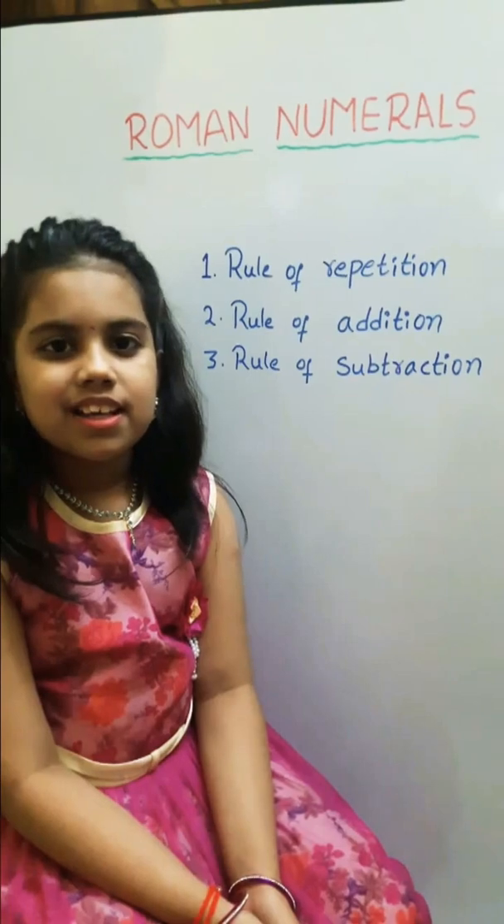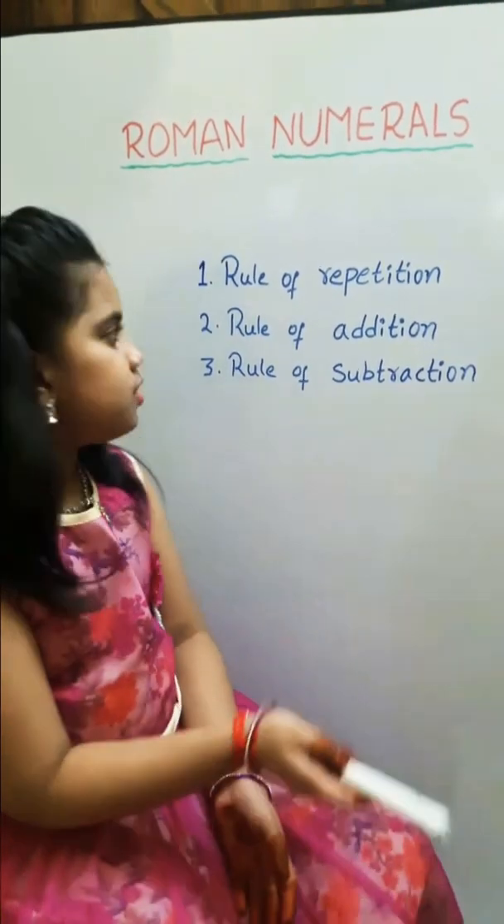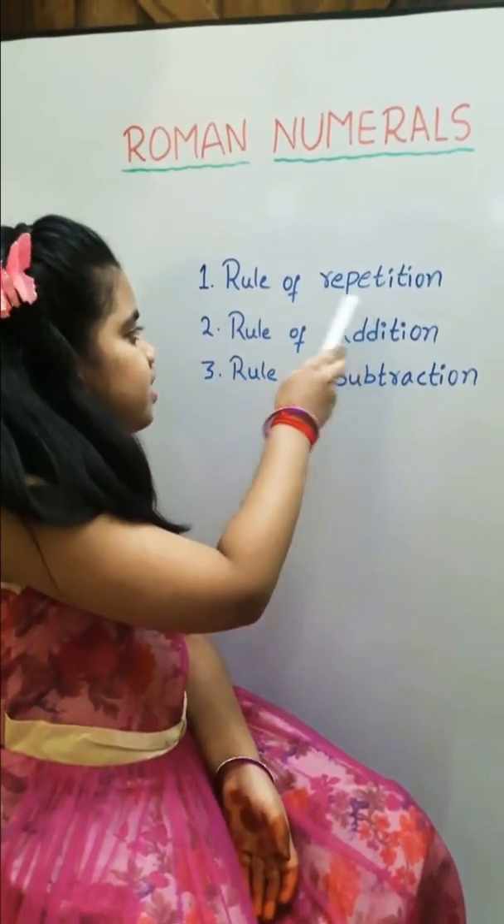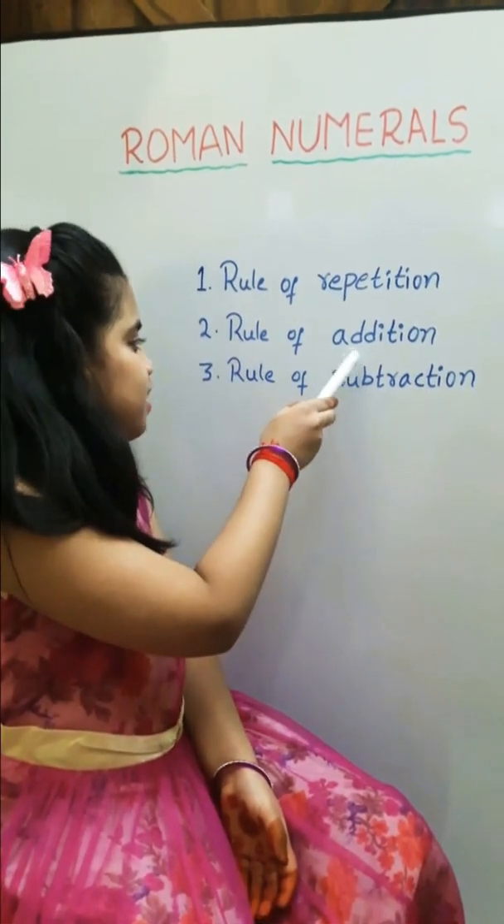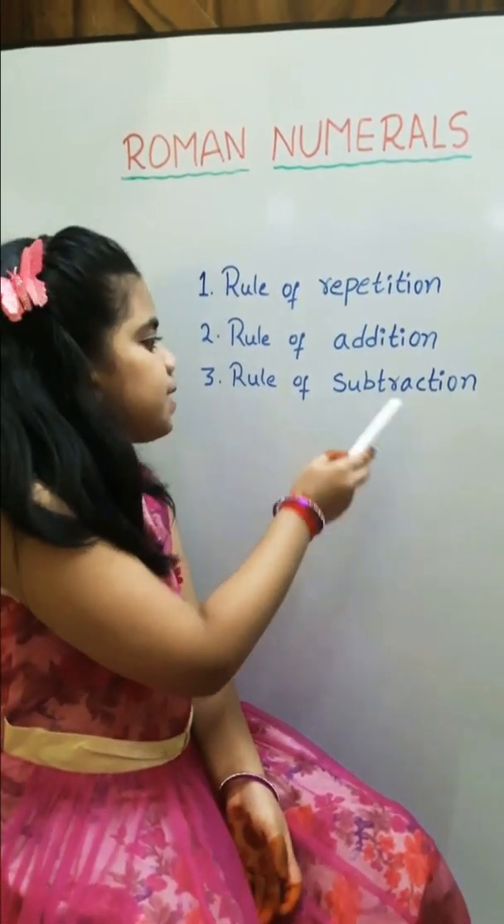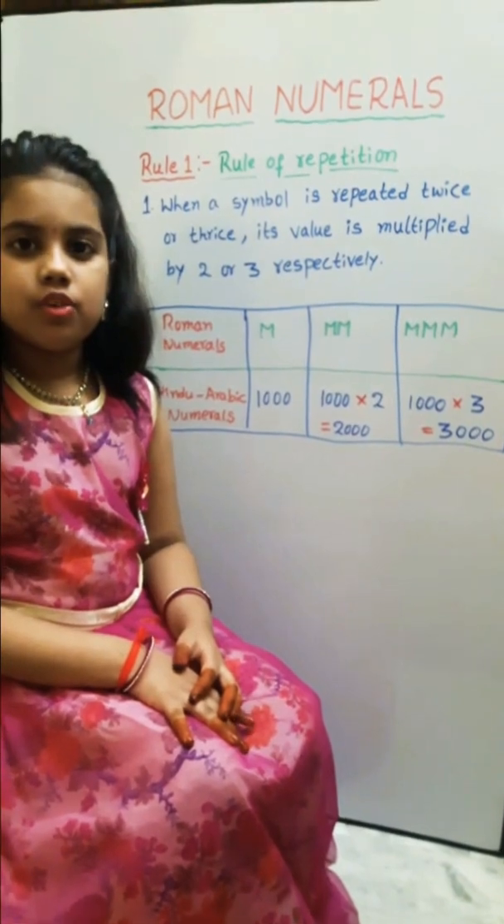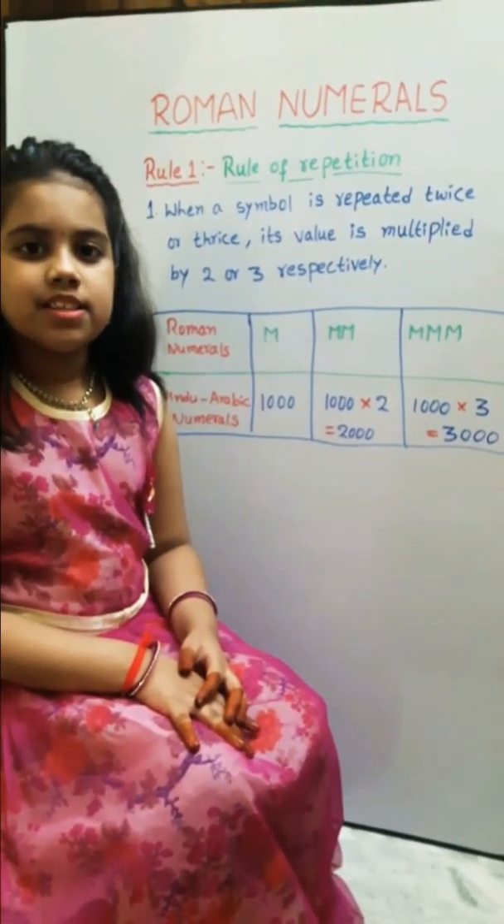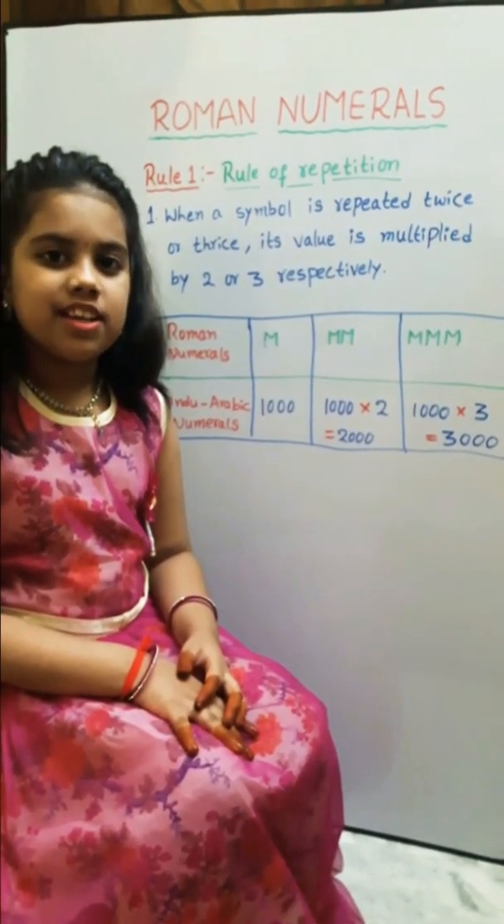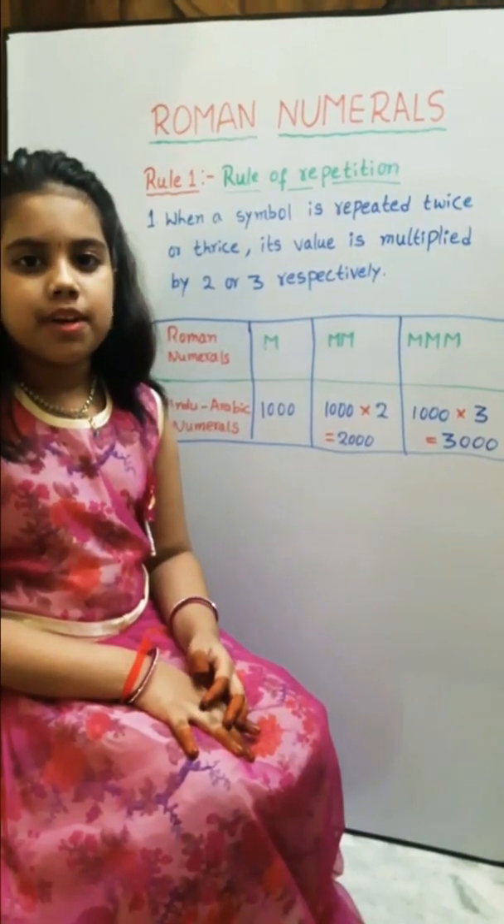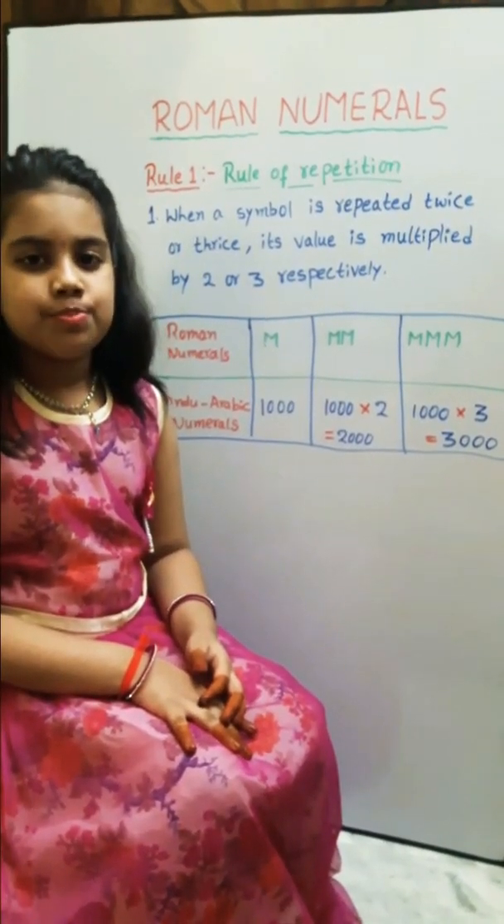There are 3 rules for writing Roman numerals. First one, rule of repetition. Second one, rule of addition. Third one, rule of subtraction. Rule 1, rule of repetition. When a symbol is repeated twice or thrice, its value is multiplied by 2 or 3 respectively.